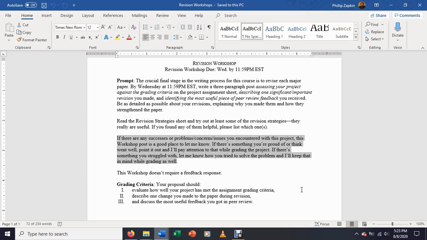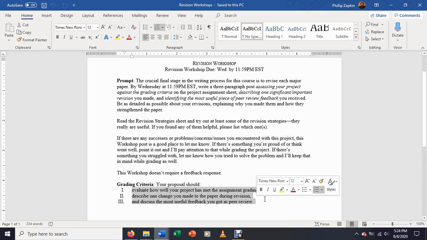Similarly, if there were areas where you struggled, areas where you ran into problems, things that you tried to fix but you're not really happy with, you can let me know about that and explain what you attempted to do to solve those problems. And that's something, again, that I can keep in mind as I'm grading these projects. So this gives you the opportunity to shape the way that I approach grading your project to a certain extent.